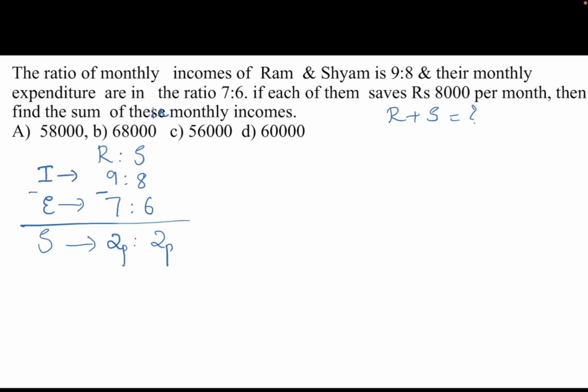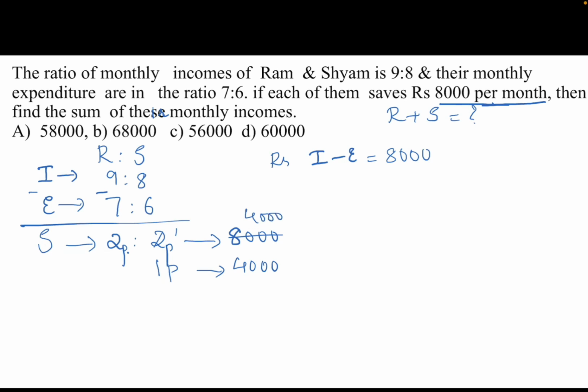Now this they are saying, if each of them saves rupees 8,000 per month. Saves means what? It is the income minus expenditure of theirs will give 8,000, isn't it? So in ratio the income minus expenditure is 2 parts and in rupees income minus expenditure of both is 8,000. So I can say 2 parts is directly equal to 8,000. So if 2 parts is 8,000, then 1 part will be how much? 4,000. So 1 part is 4,000.